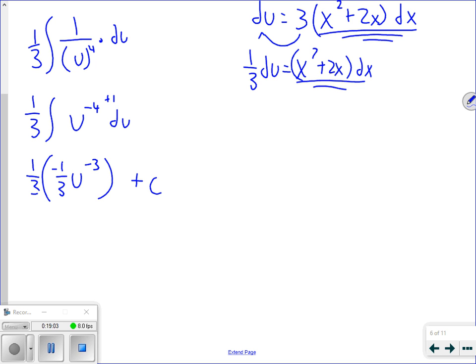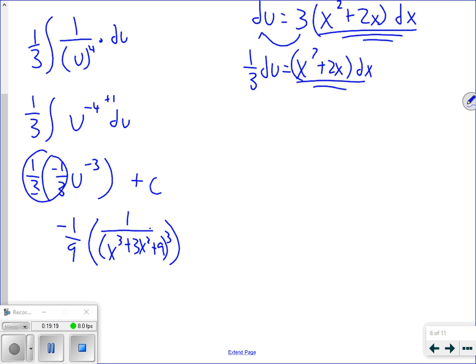And I can combine the constants together. I can say that's -1/9, and then 1 over u, which was x cubed plus 3x squared plus 9, all raised to the 3rd power, plus c. So now it's back in terms of x. The u is gone. The u is just a tool to help us simplify the problem, and we get it back to x at the very end.